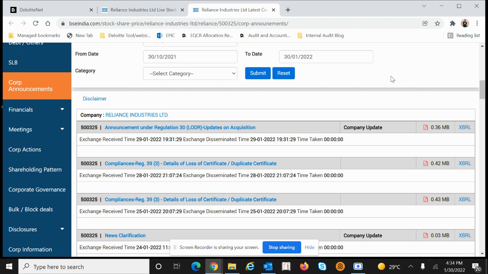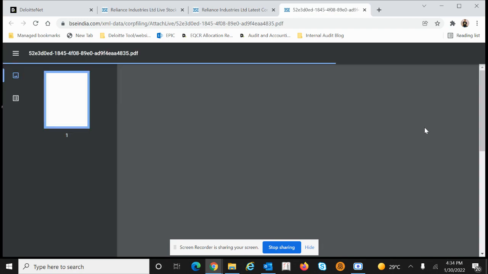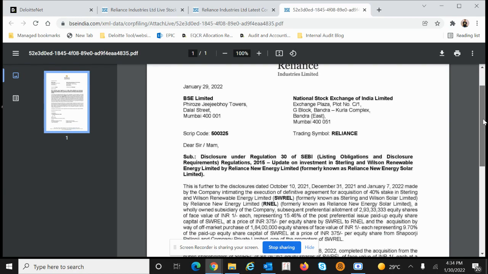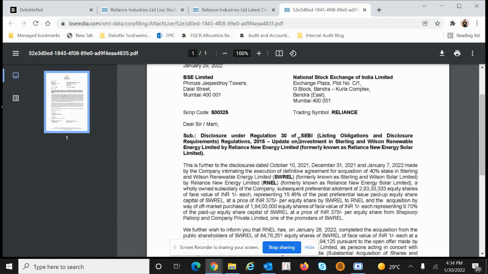Here you can also see the exchange received time, the date and time on which the exchange has received the information. The last intimation given by Reliance is on the 29th Jan, yesterday. The time of receiving this information is 7:31:29. And exchange dissemination time means when the exchange has disseminated it to the public. Here is the PDF link. If you click on the link, you can see the information shared by Reliance. Here they have mentioned the disclosure under Regulation 30 of SEBI LODR, Listing Obligations and Disclosure Requirements.